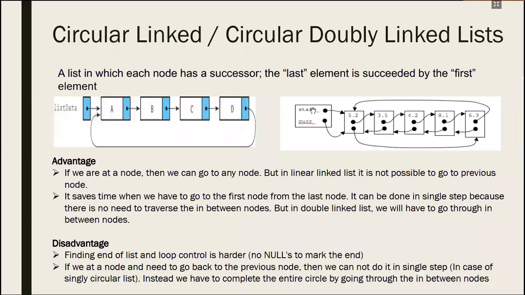Now, last slide, one more. We have seen the single linked list, we have seen the double linked list. There is another linked list that is called the circular linked list, and the circular linked list can be single or it can be double.